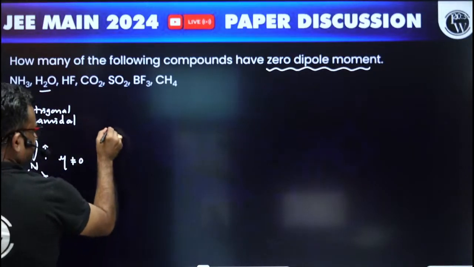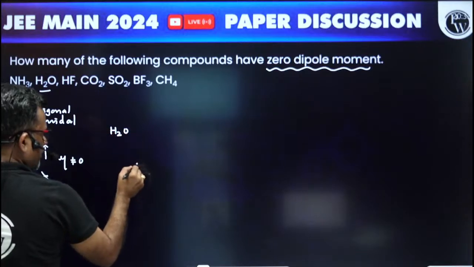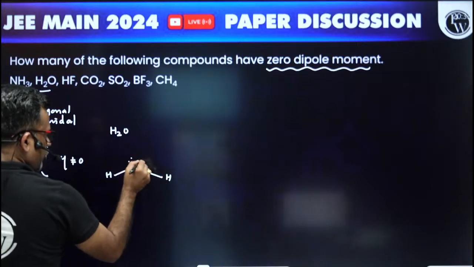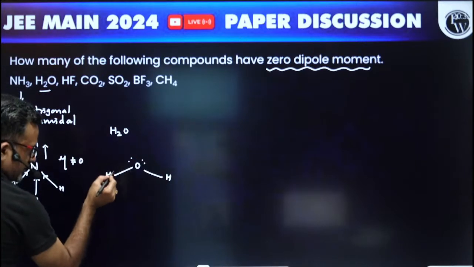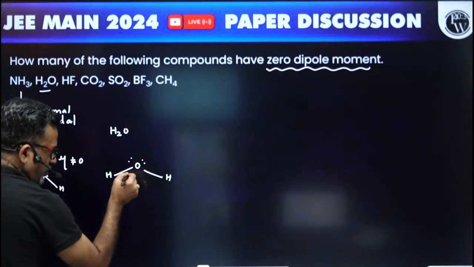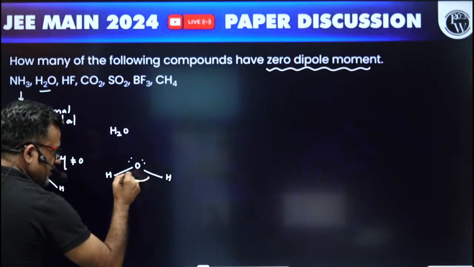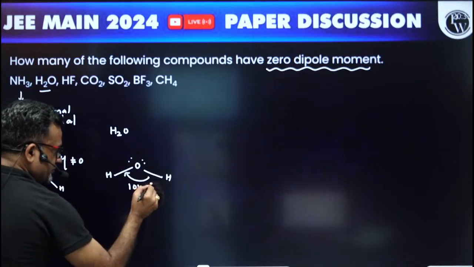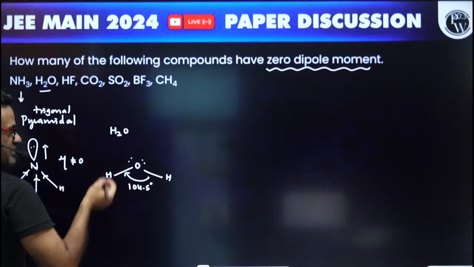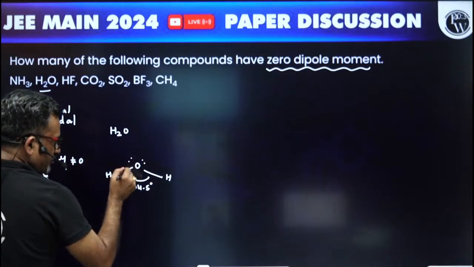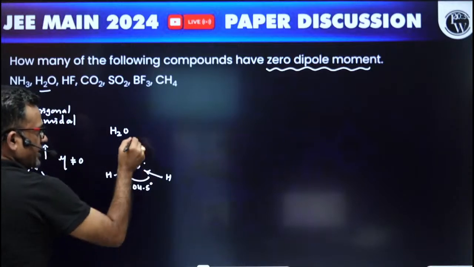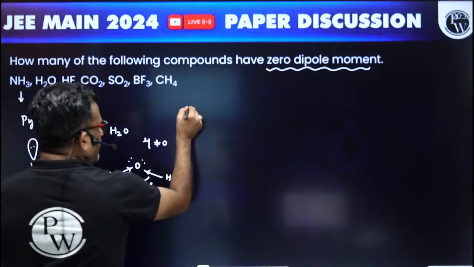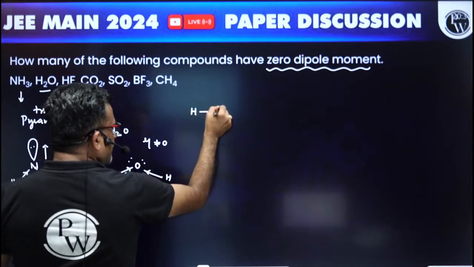What about water? In case of water, oxygen is sp3 hybridized, but oxygen also has 2 lone pairs of electrons. Those pairs of electrons will repel the bond pairs. Therefore, it will have a bent structure with 104.5 degrees. Since it has a bent structure, the dipole moment will not be cancelling. The dipole moment direction is towards oxygen. So the dipole moment is not zero. Now coming to HF. HF has only one bond.